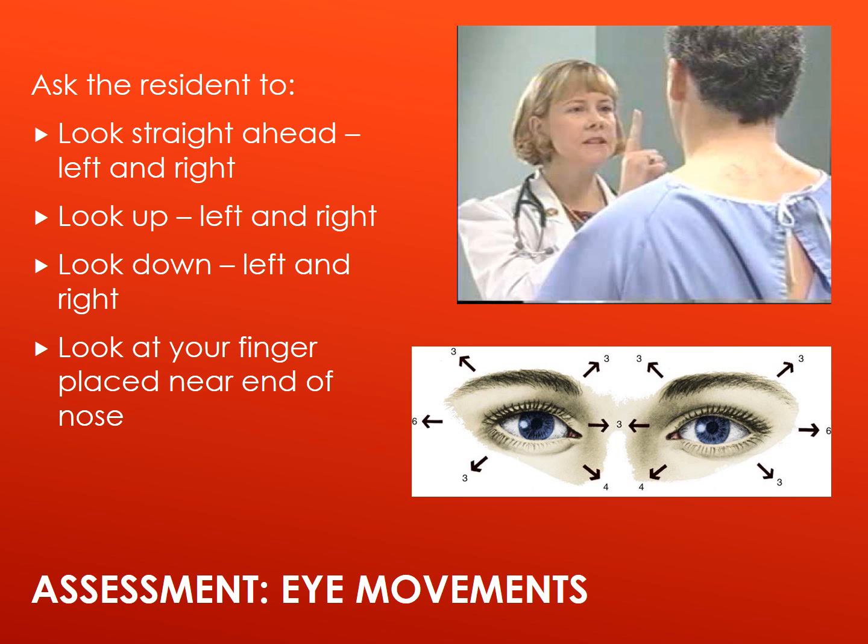To assess eye movements, have the person look straight ahead, then to the left and the right. Look up, and then to the left and right. Then look down and then to the left and right. And then to look at your finger placed near the end of the nose.